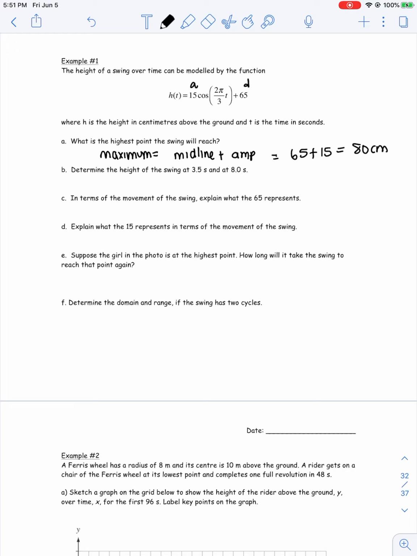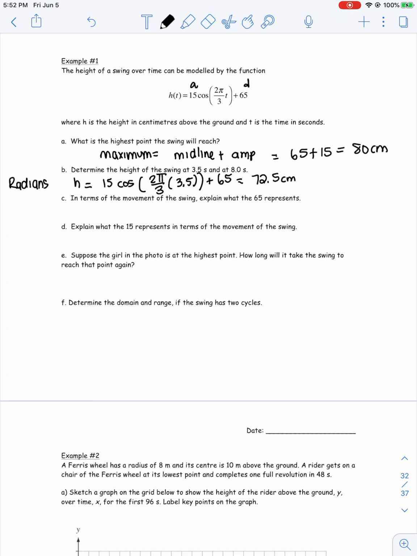Now they're saying determine the height of the swing at 3.5 seconds and 8 seconds. So what we can do is we can substitute time as 3.5 and time as 8 to find out the height of the swing. So we can find height, which is equal to 15 cos. Now you have to be in radians mode if you want to get the right answer. So you're going to go 2 pi over 3, and in brackets you're going to put 3.5. And you're going to add to this answer 65. So that should give you a y value of 72.5 centimeters.